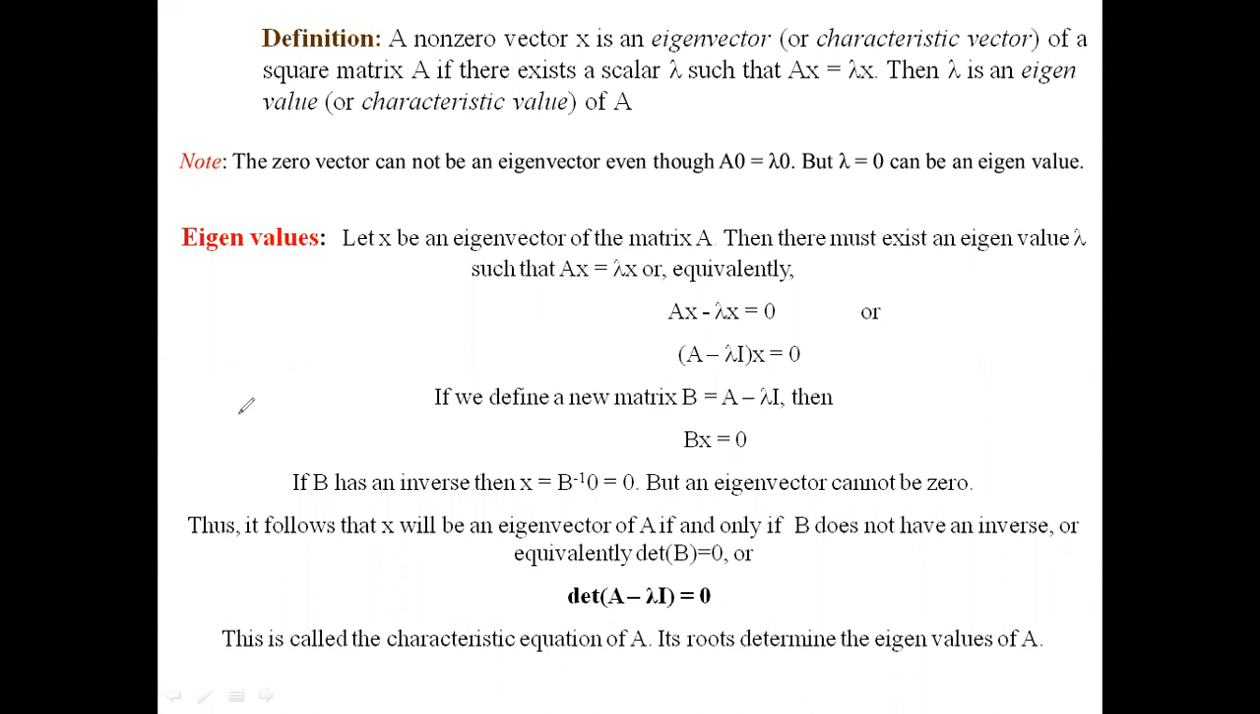Now tell me how to find a characteristic polynomial. This is called the characteristic polynomial: the determinant of A minus lambda I is equal to 0. The roots of that polynomial are nothing but the eigenvalues.